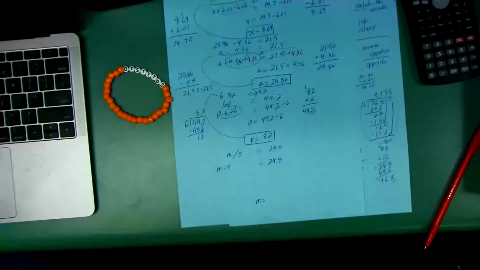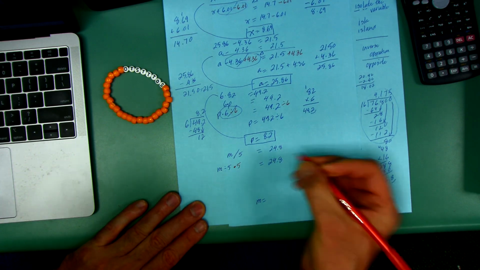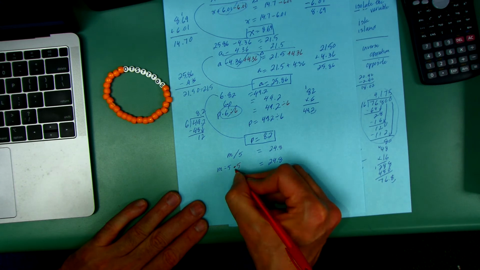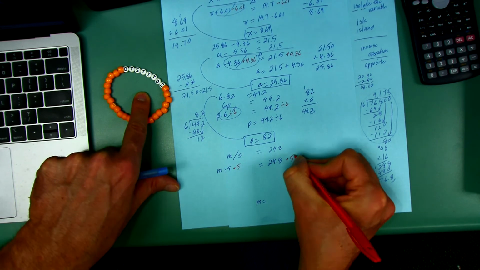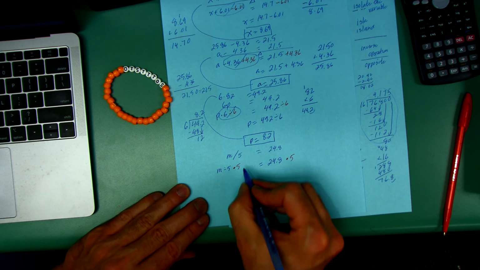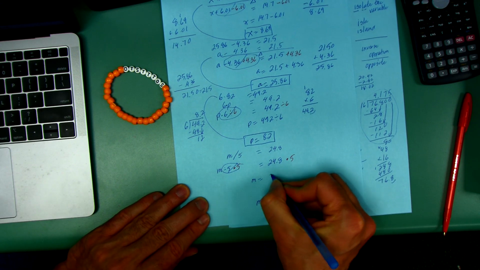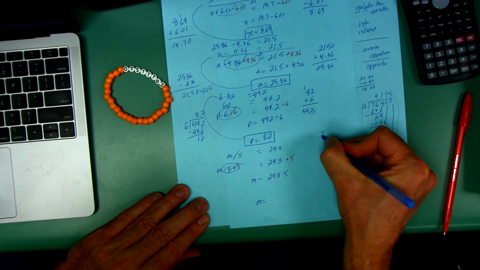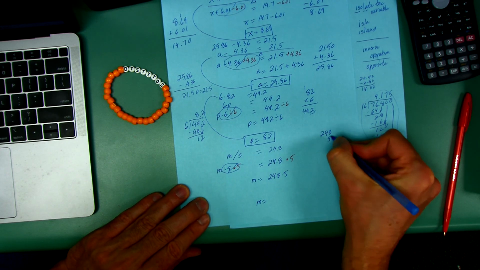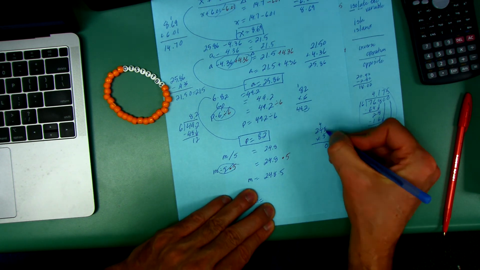24.8 times 5. 8 times 5 is 40. 5 times 4 is 20, plus 4, 24. And 10 plus 2 is 12, but I moved the decimal over one spot to pretend that was 248. I got to go back one spot in my answer, 124. Now, if that is true, I should be able to substitute 124 in for m. And 124 divided by 5 should equal 24.8.